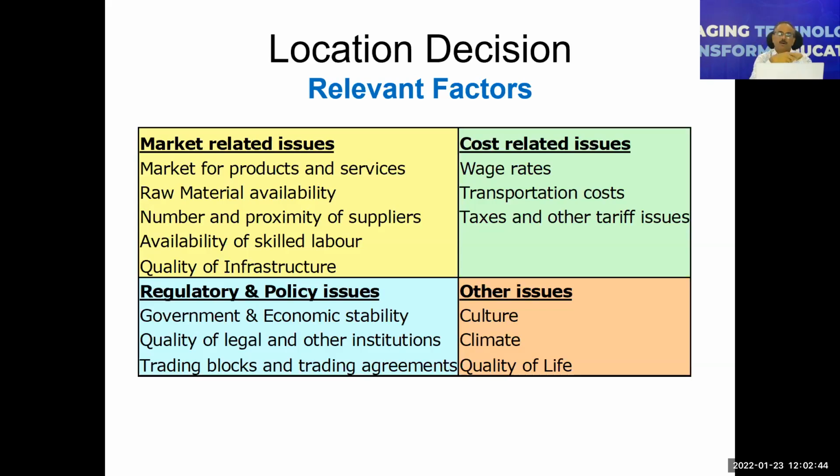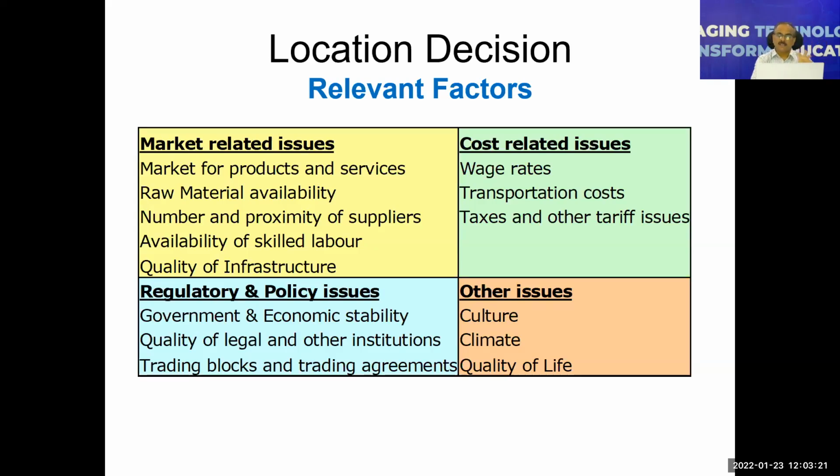have to look at all these factors in terms of the wage rate, the transportation cost, and the taxes and other tariffs that are involved as far as the organization is concerned, whether it's a manufacturing organization or a service organization. Apart from that, as we have already discussed, the regulatory norms and policies, to what extent the government is promoting that particular industry or business, also need to be taken into account.